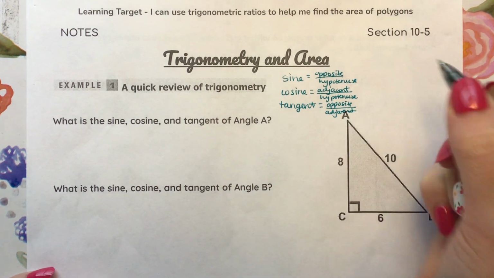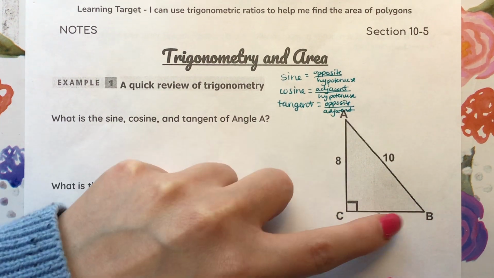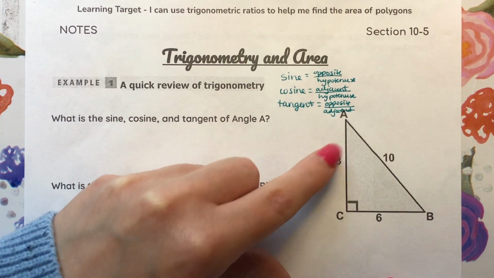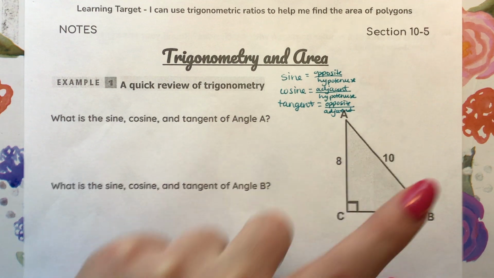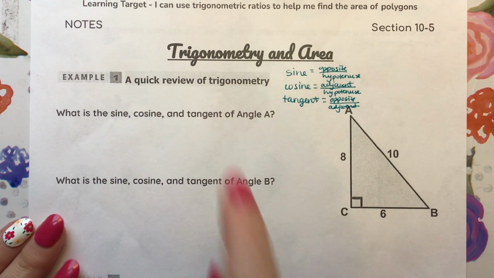So wherever our angle is, so like if we're at angle A, where is opposite from A? Well, 6 is opposite, 8 is adjacent, and 10 is the hypotenuse. We're going to use those definitions of what sine, cosine, and tangent are to find those ratios for angle A in this first one. It says, what is the sine, cosine, and tangent of angle A?